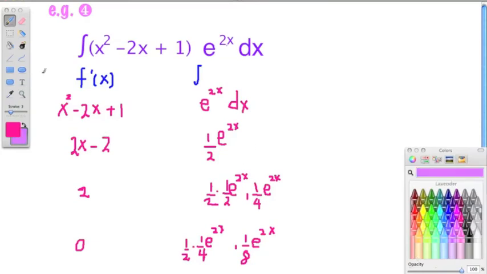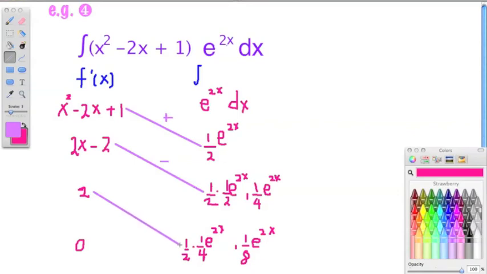Then we draw a line to cross it alternately. Remember to put the positive and negative signs alternately. The line here again indicates that we must multiply them. So now we rearrange it.